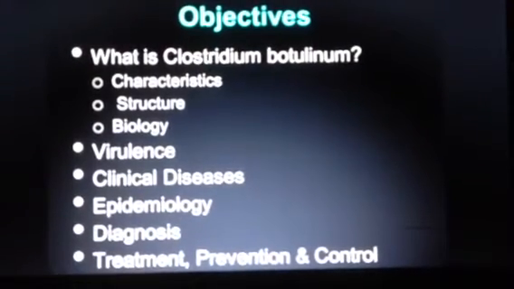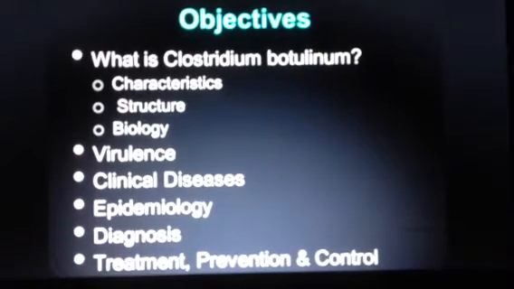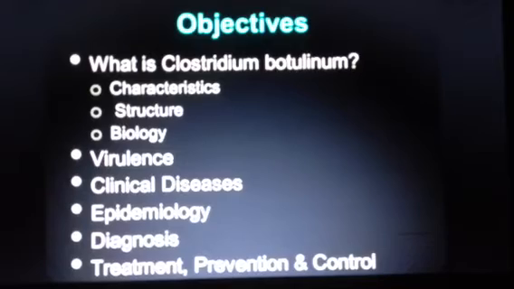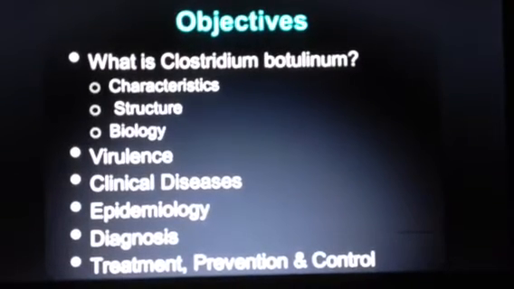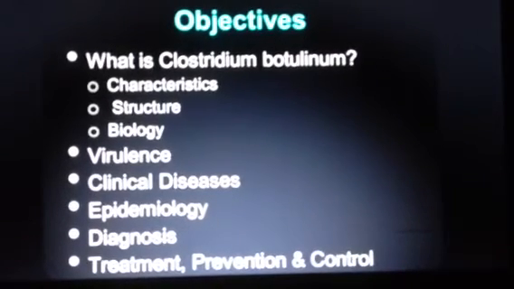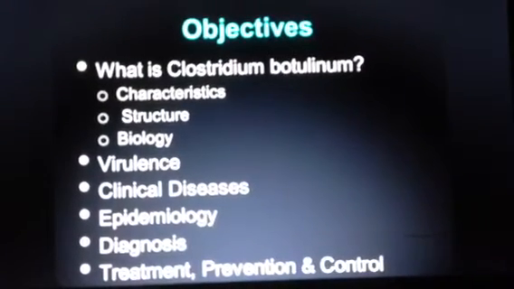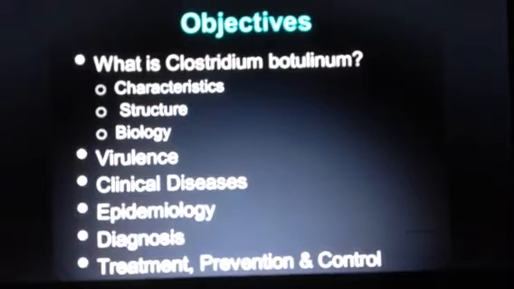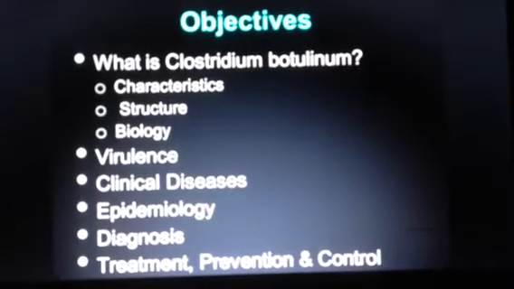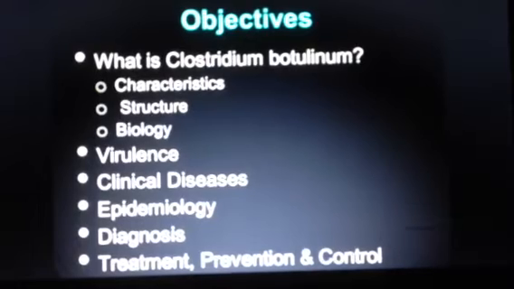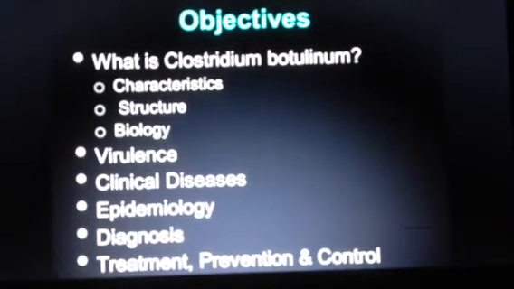The objectives that we will be talking about today are: what is Clostridium botulinum, its characteristics, its structure, its biology, the virulence, clinical diseases that it can cause, its epidemiology, diagnosis, and the treatment, prevention, and control.